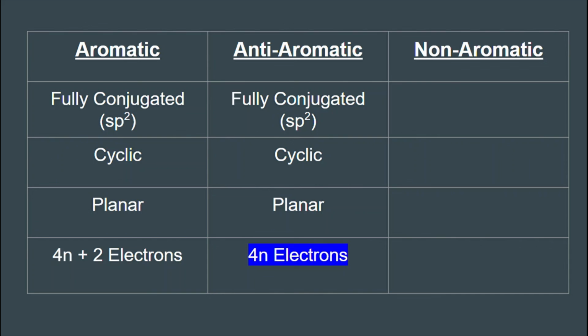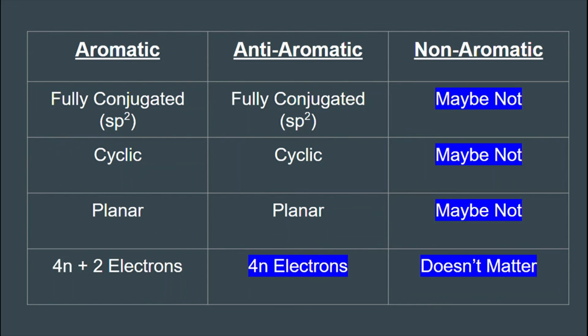And for a molecule to be considered non-aromatic, the number of electrons doesn't really matter. However, the molecule will either not be conjugated, it will not be cyclic, or it will not be planar.